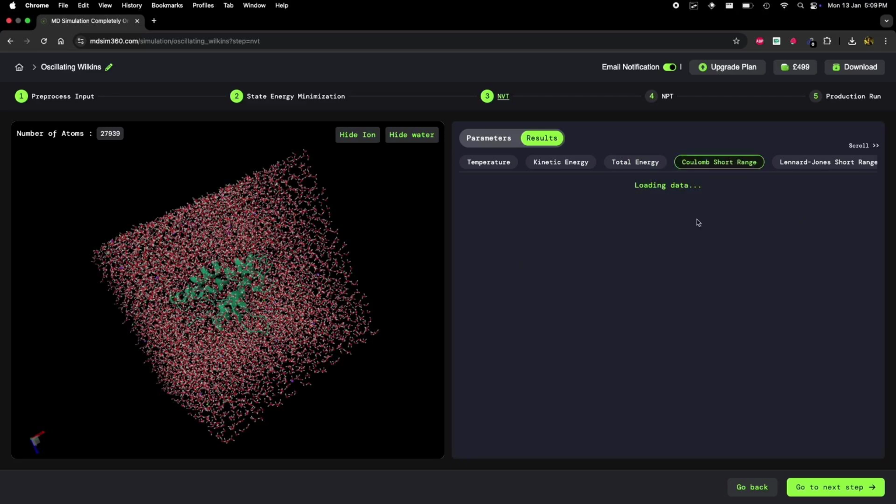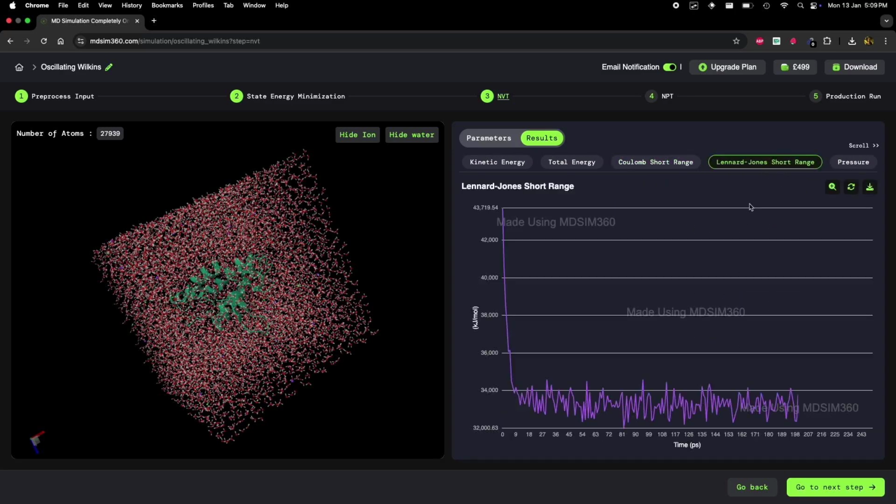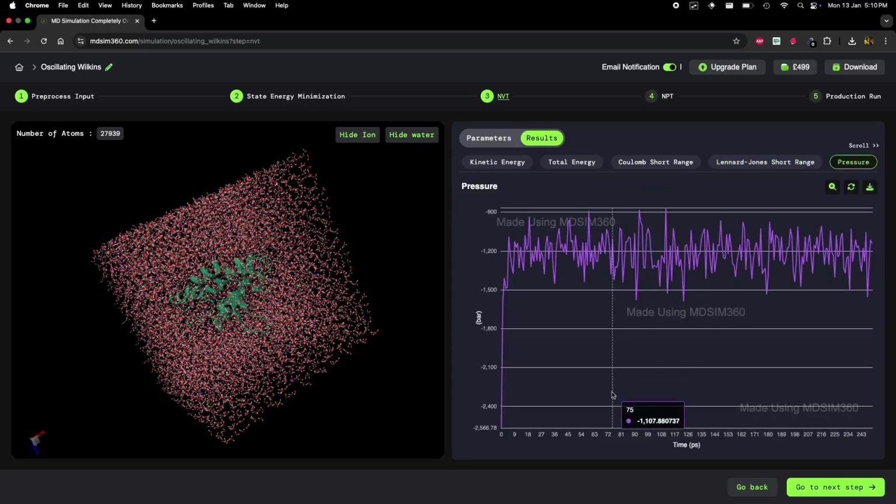Moving on, we have the Coulomb short-range interaction graph. As expected, this graph stabilizes over time as the atoms adjust and interact according to their charge distributions. Similarly, the Lennard-Jones short-range interaction graph also shows a stabilization pattern. Initially, the values are higher, but over time, as the atoms settle into a more stable configuration, the forces stabilize. Lastly, we have the pressure graph.